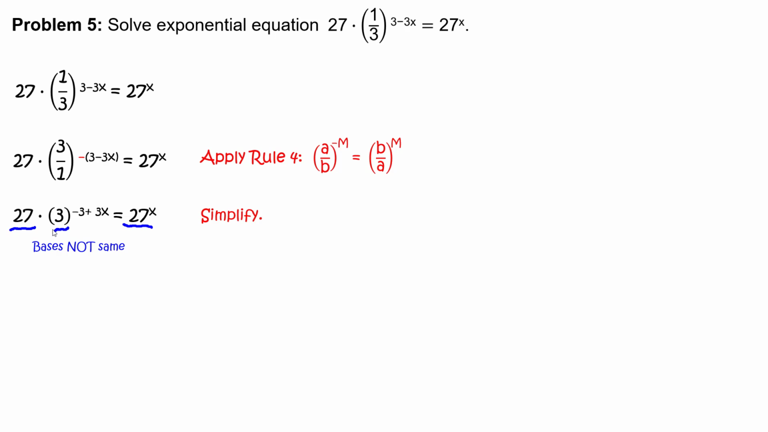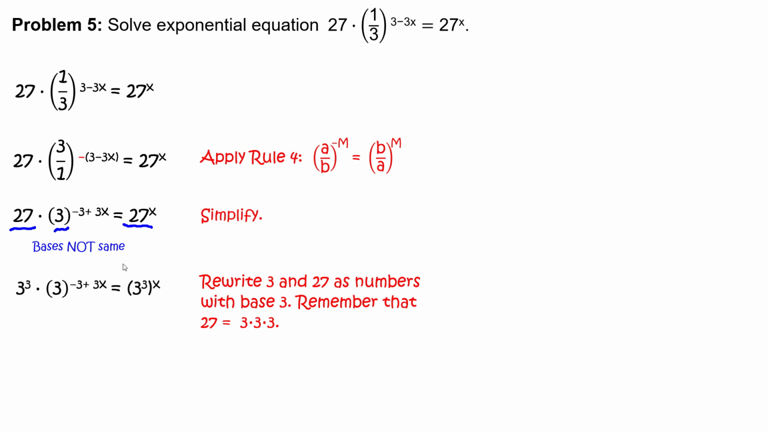The next thing I'm going to notice is that I have 3 bases, 27, 3, and 27, and they're not the same. All right, 27 is a base if you think of it as 27 raised to the first power. So I'm going to rewrite 3 and 27 as numbers with base 3. Remember that 27 is 3 times 3 times 3. So 27 becomes 3 cubed. 3 stays as 3, and 27 on the right hand side becomes 3 cubed as well. Notice I put parentheses around the 3 cubed.